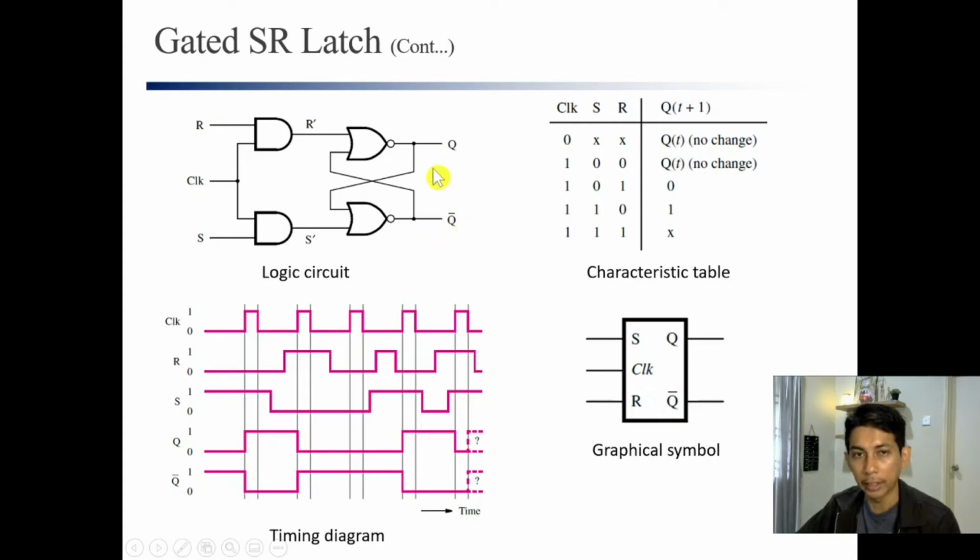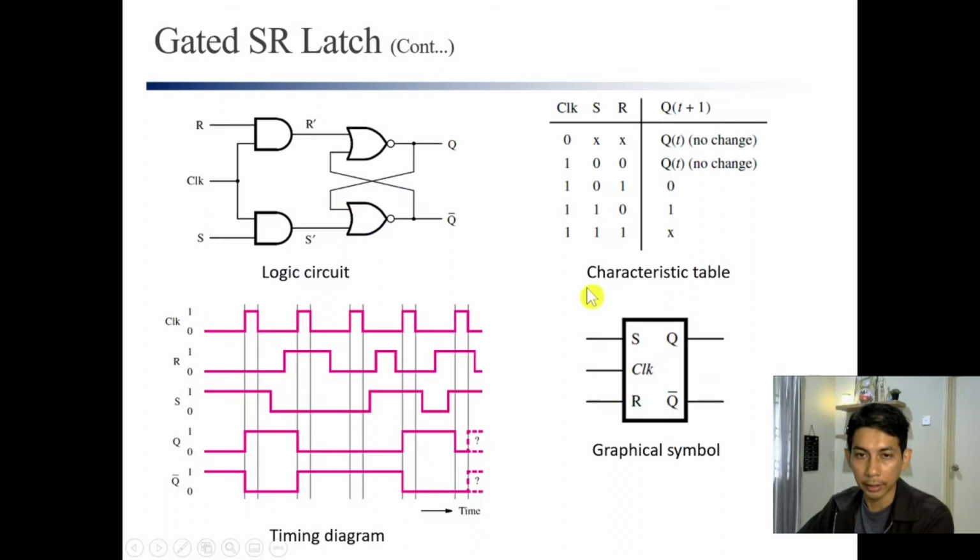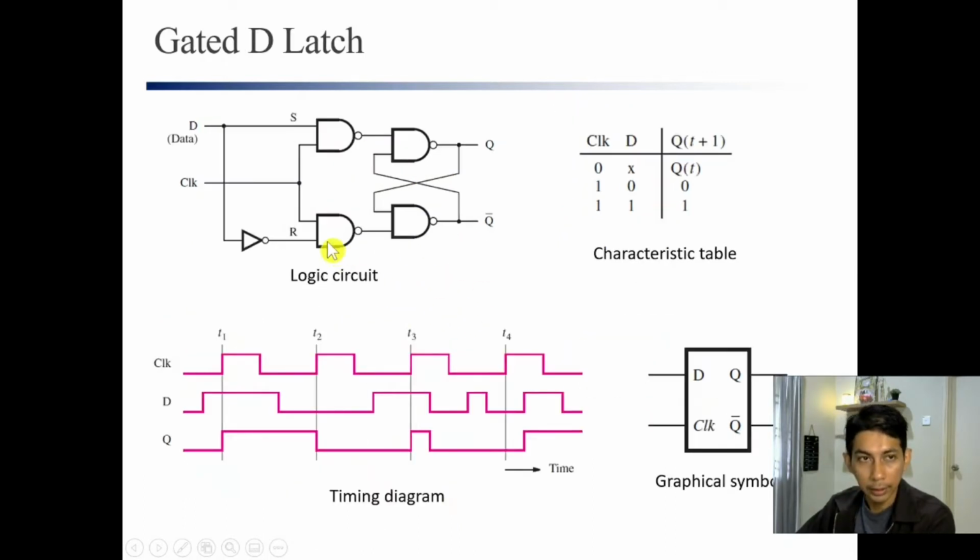So again, this is memory, right? If there is no clock, the output is unchanged, but if the clock is active, the output at Q will follow, the same as this one. This is the timing diagram, and this is the symbol of this gated SR latch. So pretty easy from here.